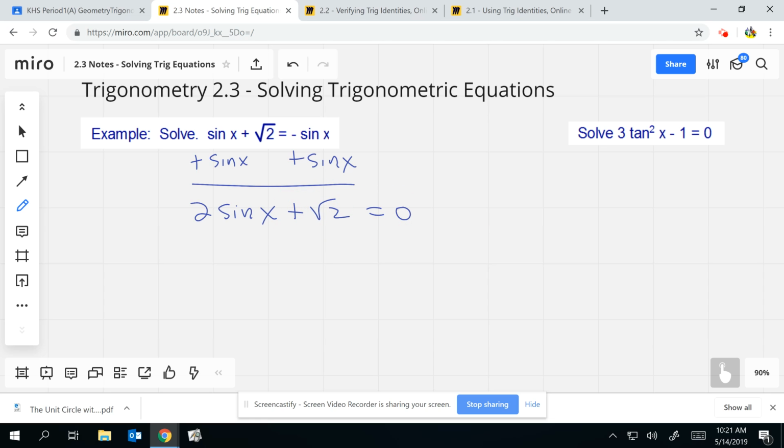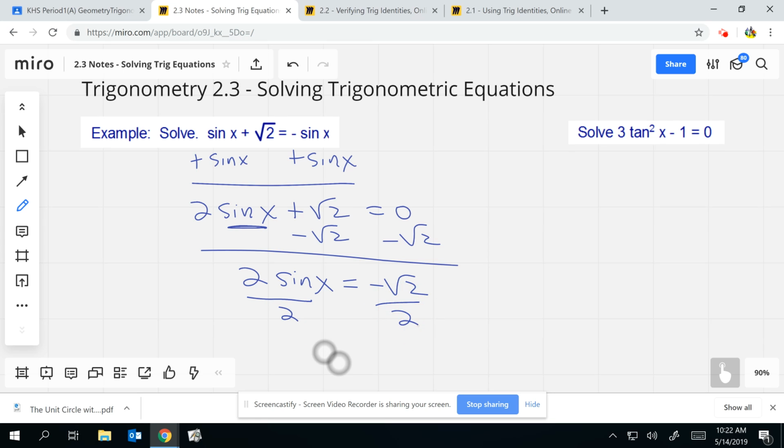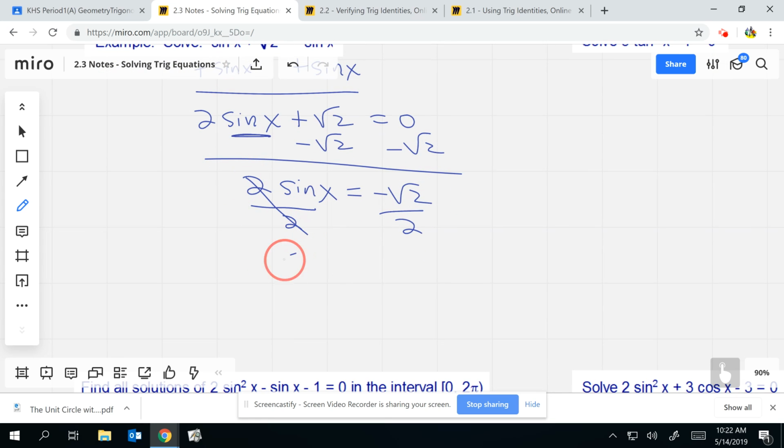It's nicer to solve them when you've got 0. You can see what it looks like. You can see what you need. We know that we're trying, in this case, there's no x squared, so we're just going to try to get the sine by itself here. So I am going to subtract radical 2 on both sides. It's going to give me 2 sine x equals negative radical 2. And I'm going to divide by 2 on both sides. So the 2's will cancel. You'll get sine of x equals negative radical 2 over 2.